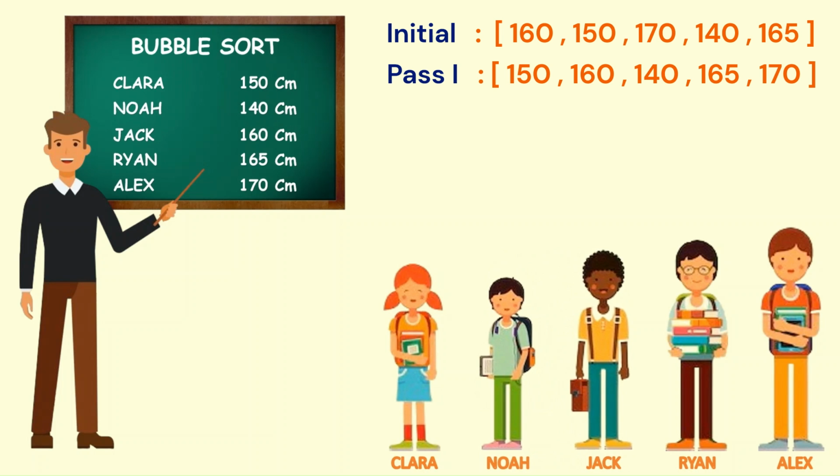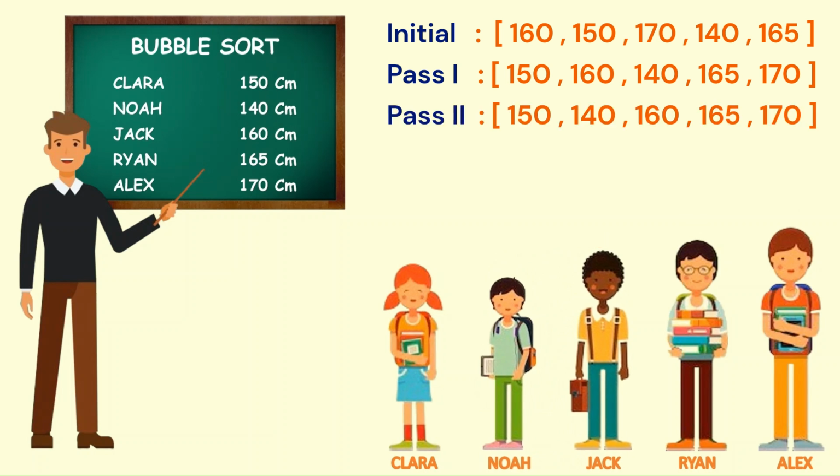After each pass, we reduce the number of positions we need to check by 1, because with each pass, the tallest student is being placed in their correct position, so there's no need to check them again. So, after pass 2, our new sequence is Clara, Noah, Jack, Ryan, and Alex. The array of heights now looks like this. Now, we'll start again from the first position and repeat the process to further sort the heights.